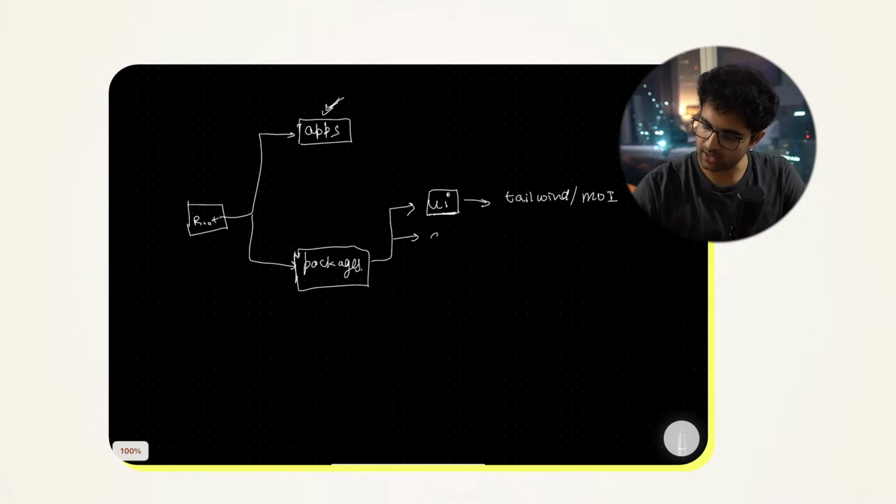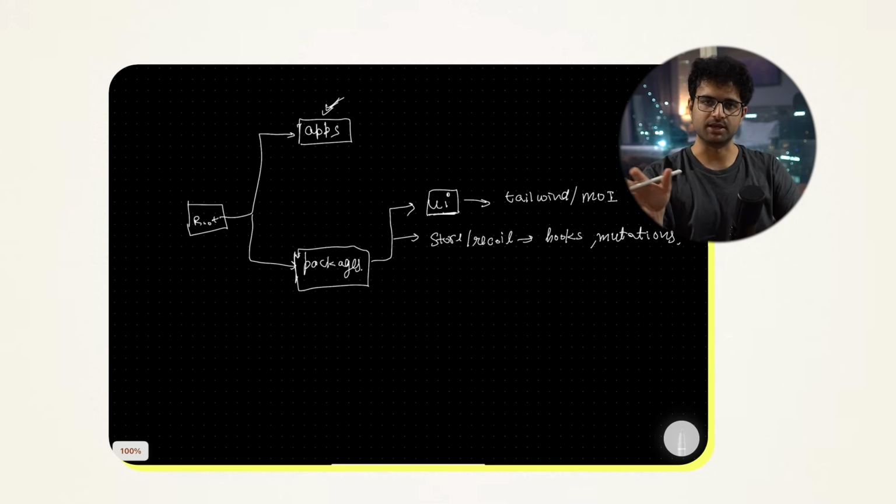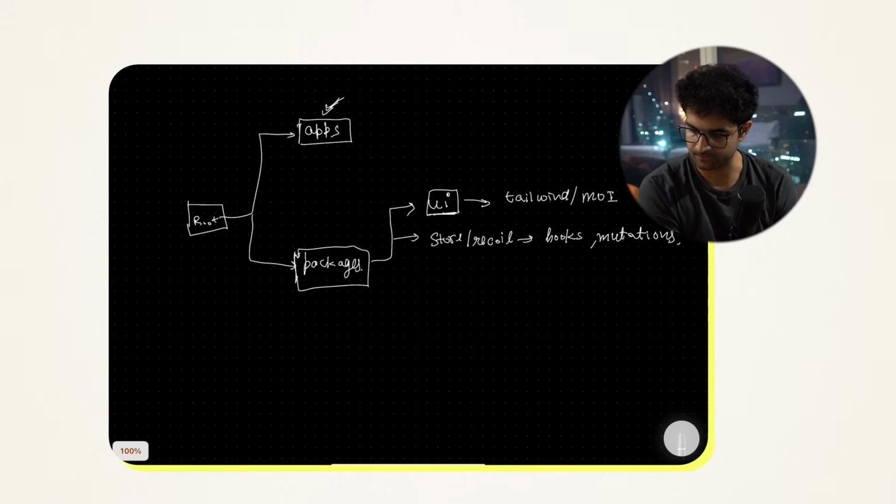The second one is called either the store or sometimes Recoil. It basically has a bunch of your hooks and mutations to manage the state of your application. Now, what is the state of your application? If you look at UI, it basically has a bunch of components, like a button or an input box, but these could be highly variable in applications.